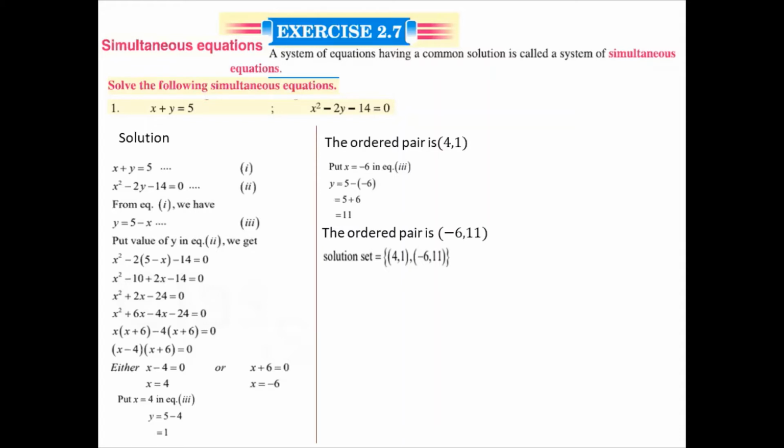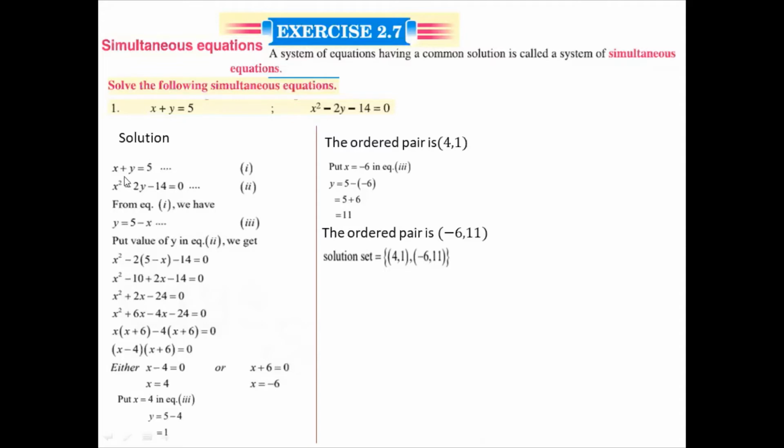Exercise 2.7, question 1. Solve the following simultaneous equations. x plus y is equal to 5 and x square minus 2y minus 14 is equal to 0. The first equation is linear and the second equation is quadratic in two variables. So let's see how we can solve this type of simultaneous equations.